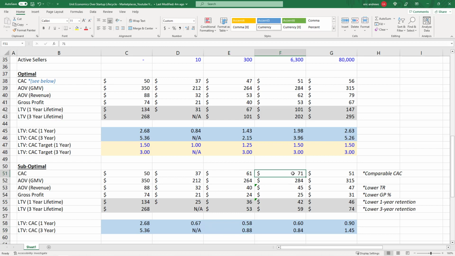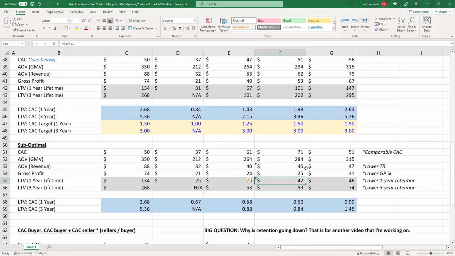So let's say this business keeps raising money and keeps scaling. So the CAC now is $71, so it goes up a little bit. AOV from a gross merchandise value standpoint is the same, but the take rate remains at, here it is 16%, and here it was 22%. And then here the gross profit margin was 85%, and here it's only 55%. So again, the LTV is only $42, so it's going up over time, but it's not going up fast enough to cover the CAC. And even on a 3-year standpoint, still not covering the CAC.